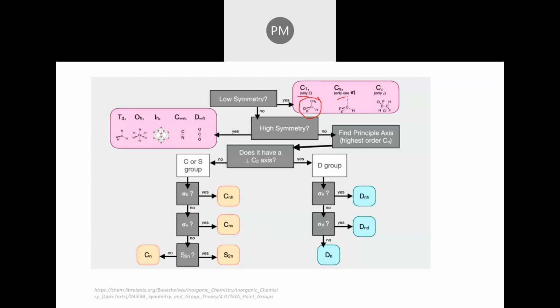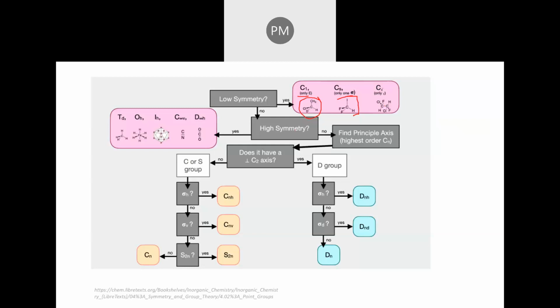Then the sigma. If in a molecule only sigma planes are present, from this direction, then this will be Cs. And if only an inversion center is present, then that will be Ci.